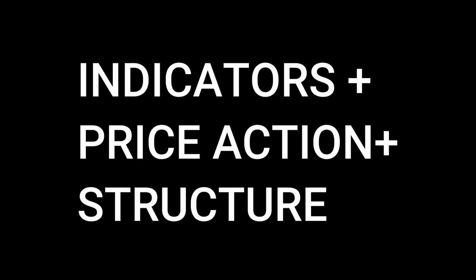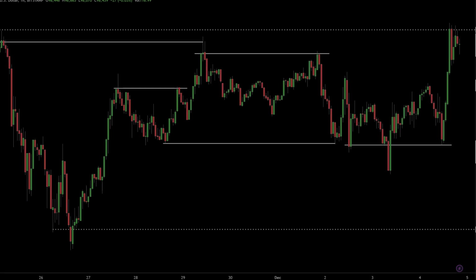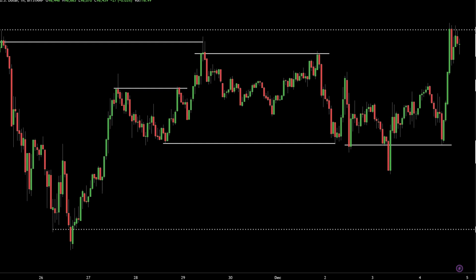Indicators are most effective when you use them in conjunction with a solid understanding of market structure and price action. And they should always be a complement, not a replacement, of your analysis of supply and demand zones. So let's see how we can use a practical implementation of this.